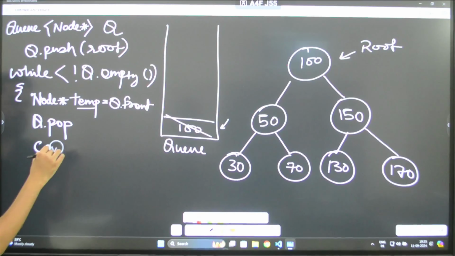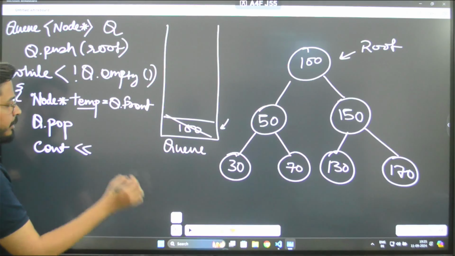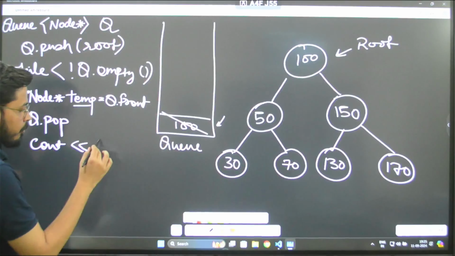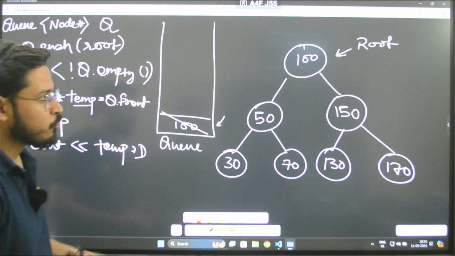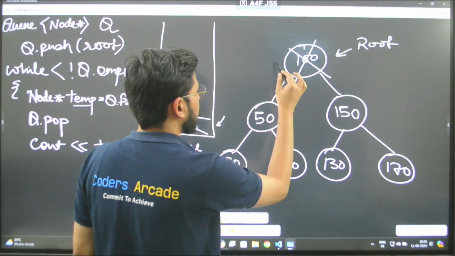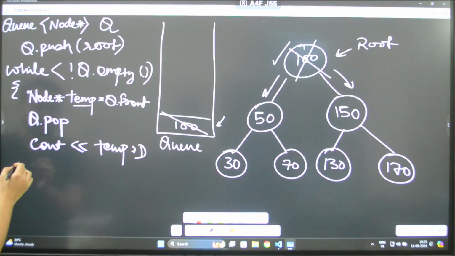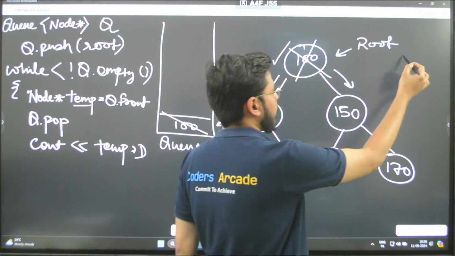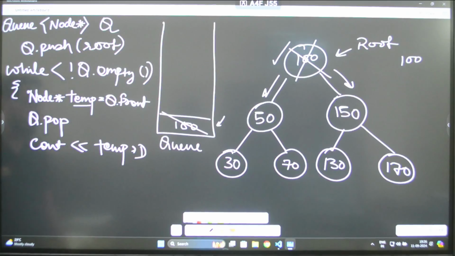Then you say cout, and you print not root but temp, like that, temp of data. You will keep on doing this and you will check. So this is popped out and this is also printed. Understood? Now you will check if it has a left child or right child or not. So 100 is printed right away, and then you will check if it has any left child or right child or not. So how do you do that?